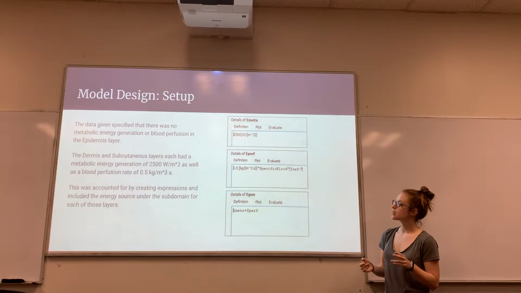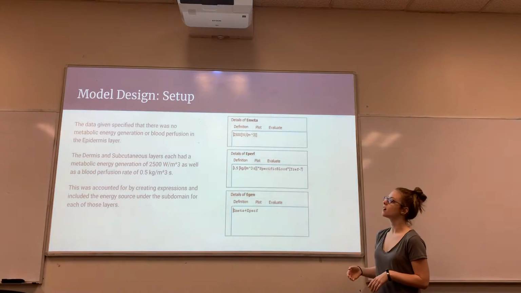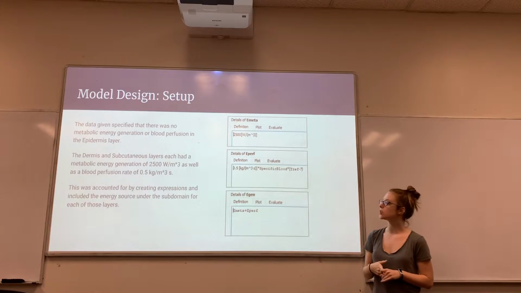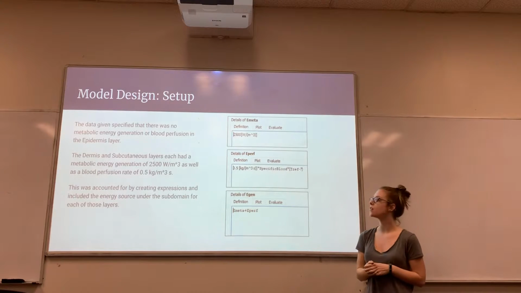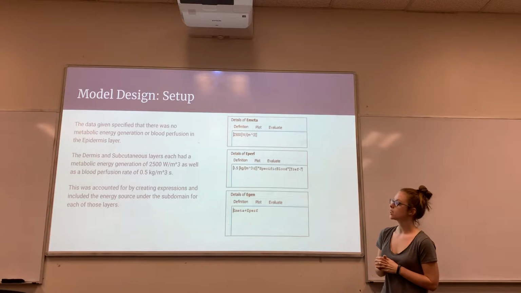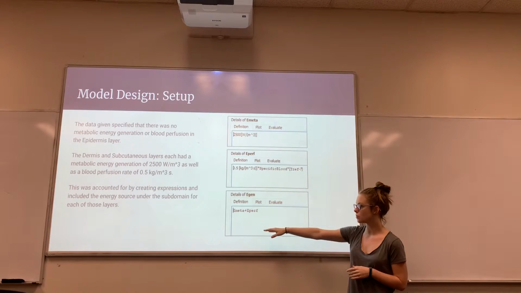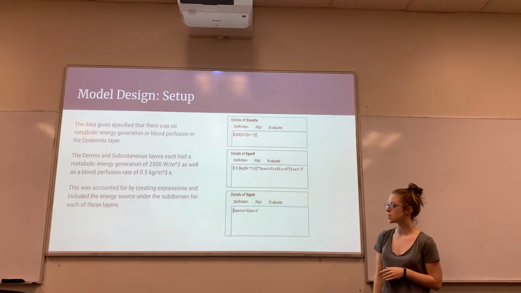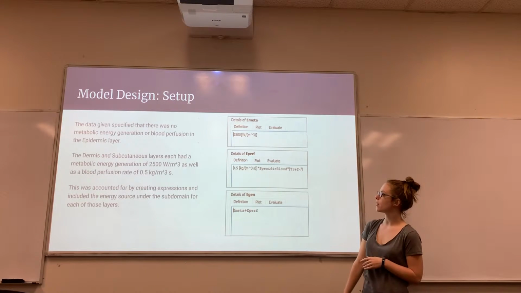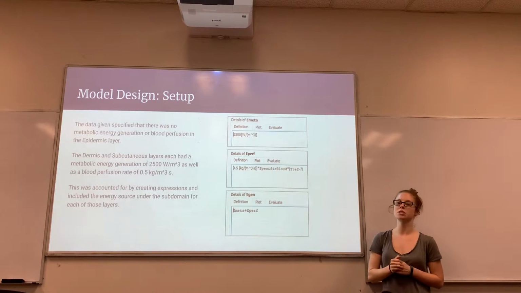The data specified that there was no metabolic energy generation or blood perfusion in the epidermis layer, so we didn't have to account for anything there. But the dermis and subcutaneous layers each had a metabolic energy generation of 2,500 watts per meter cubed, as well as a blood perfusion rate of 0.5 kilograms per meter cubed seconds. This was accounted for by creating expressions. The total energy generation was equal to the sum of the metabolic energy generation plus the energy of perfusion, and this is the perfusion equation we used, and the metabolic energy generation there. We included those under the subdomain for each of those specific layers.